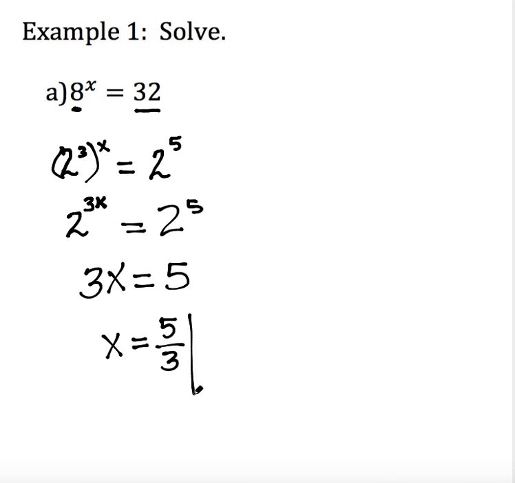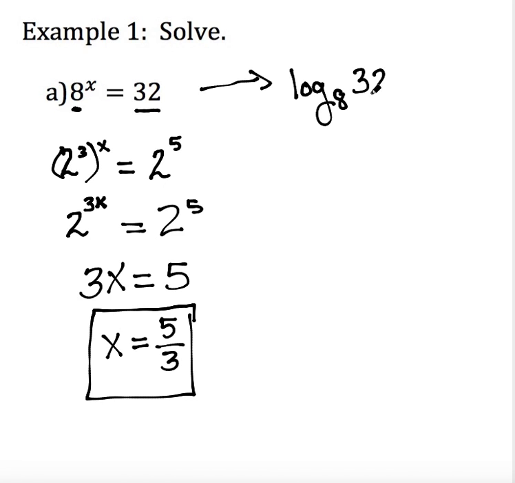Now that is the old way we solved it, and that still works, but I'm going to show you another way. If I were to take this exponential equation and rewrite it in logarithmic form, it would look like this. Log base 8 of 32 equals x. Again, I can check by doing the loop. 8 to the x power equals 32. All right, so I did set it up right.